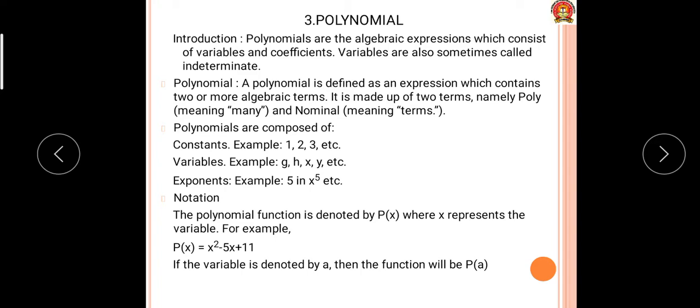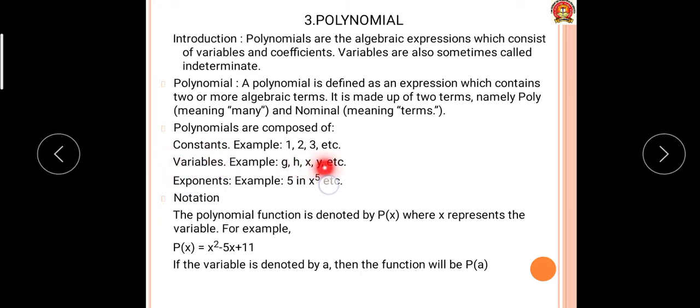It is made up of two words, namely poly and nomial. Poly means many, and just remember this: poly means many, nomial means terms. All of you know that an algebraic expression has terms. So it is composed of three very important concepts: constant, which, as all of you know, means numbers like 1, 2, 3, even negative numbers also.